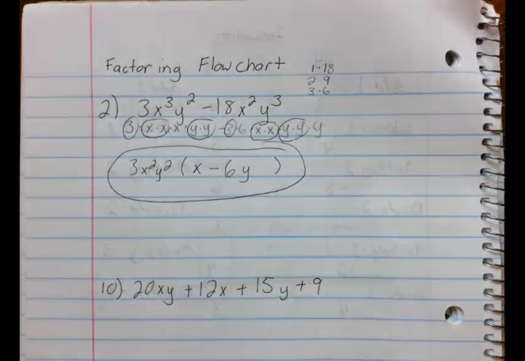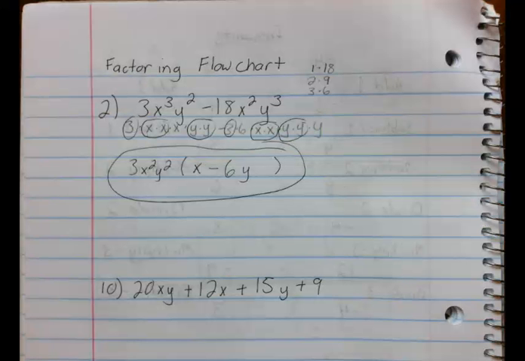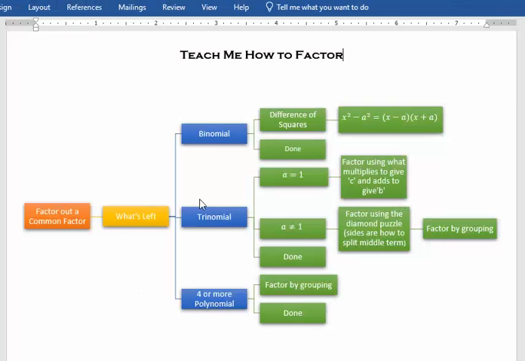With our factoring flowchart, we look to see with what's left, is that binomial a difference of squares? And this is not. This is not something squared. This is just x and 6y. So not something squared. So that tells us, looking at our factoring flowchart, with that binomial, that we are done. So that's just a process of ways to think through each problem.